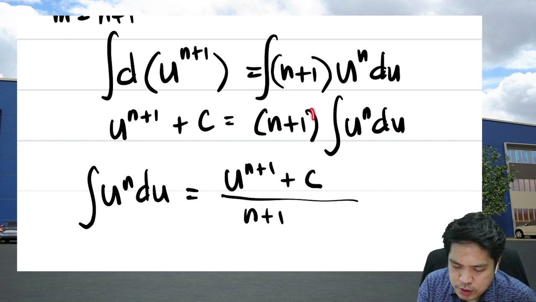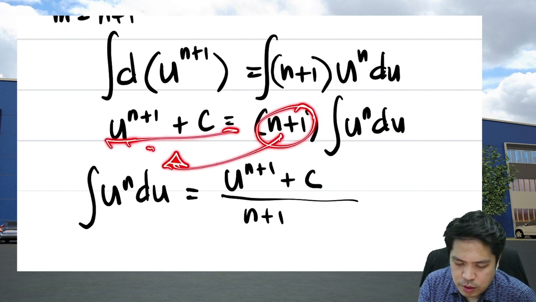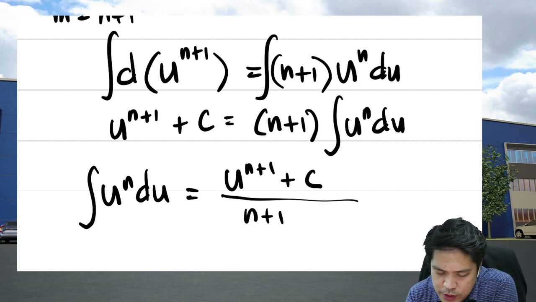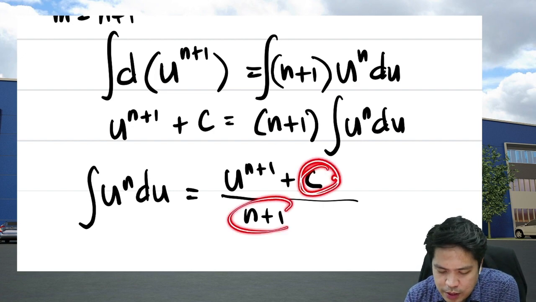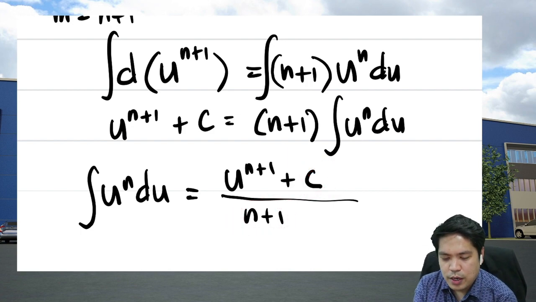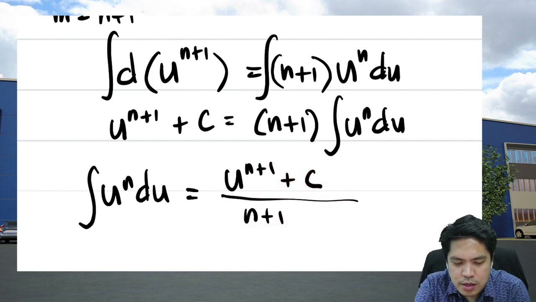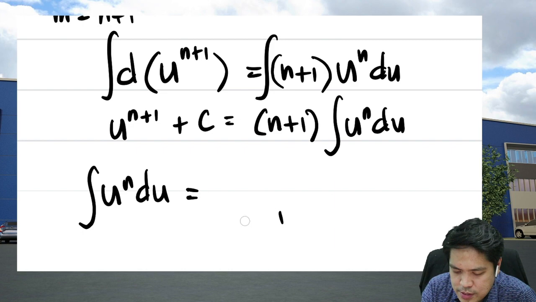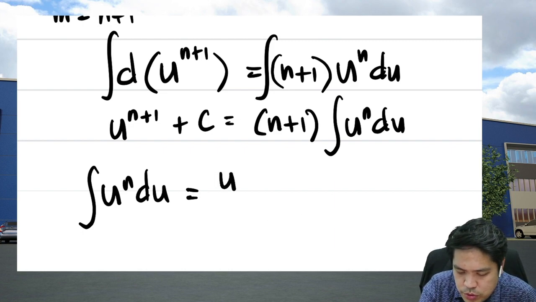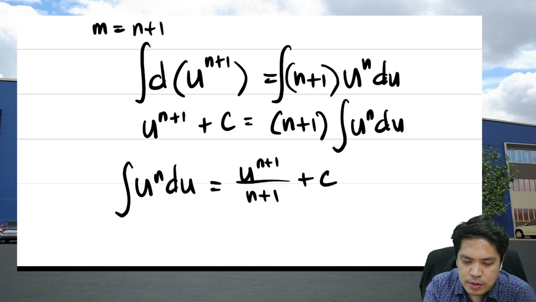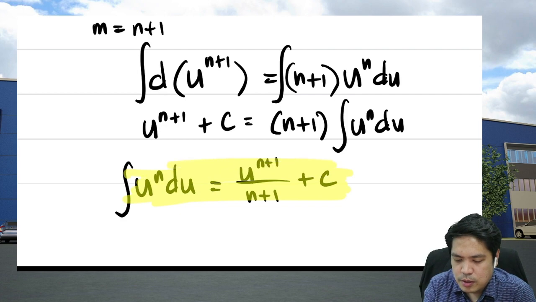I just transposed this to the other side, and divided by it. But remember that c is arbitrary and n plus 1 is a constant. So if you divide c, which is arbitrary, by this constant, the result is still arbitrary. Therefore, we could rewrite our answer as u raised to n plus 1 over n plus 1 plus c. So this is now the general power formula for the integration of powers.